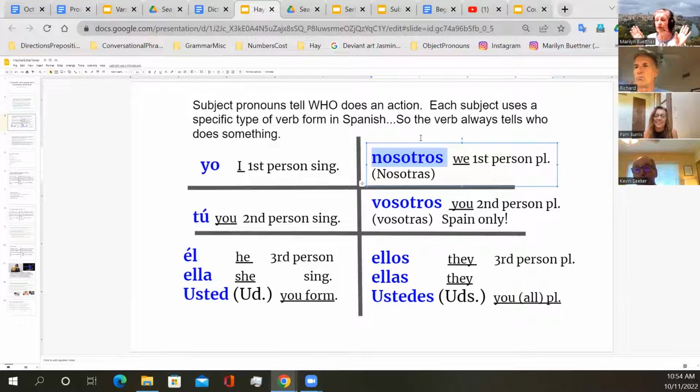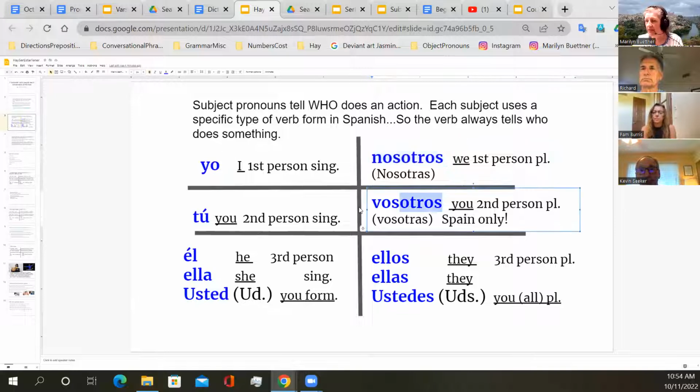So there is a word nosotras with an AS at the end. It'll still use the same verb, but it's a feminine "we." You don't hear it that much, but it exists. Nosotros, nosotras. This one you don't need to know so much unless you're going to Spain.